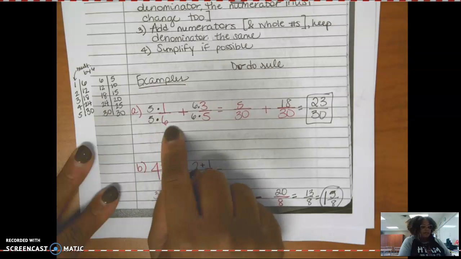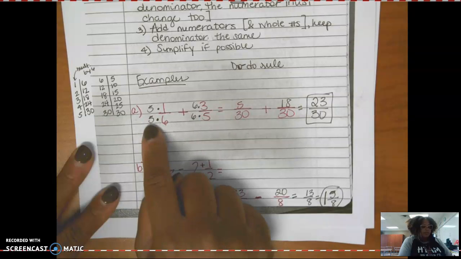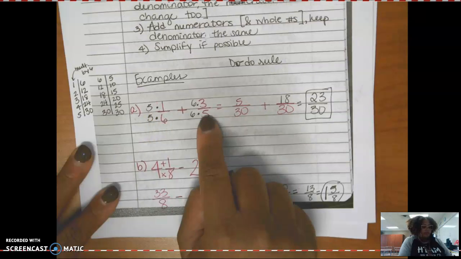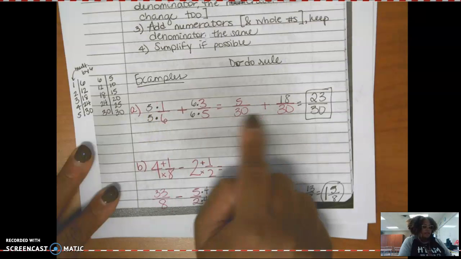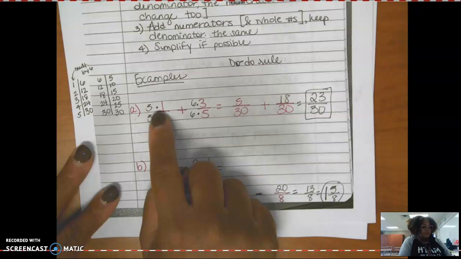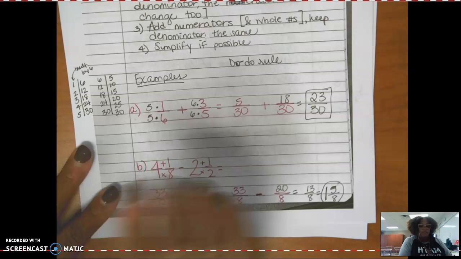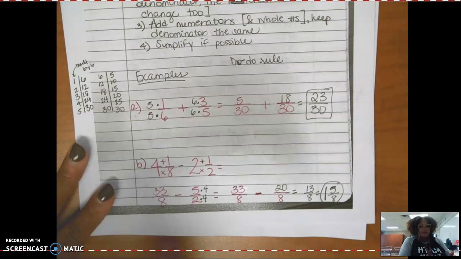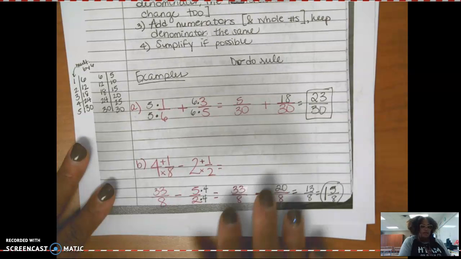So we had 1/6 plus 3/5. Whatever I do to the 6 to get 30, I must do to the 1. And whatever I do to this 5 to get 30, I must do to the 3. So that's the do-do rule. Whatever you do to the bottom, you do to the top. And whatever you do to the left, you do to the right. And whatever you do to the inside, you do to the outside.